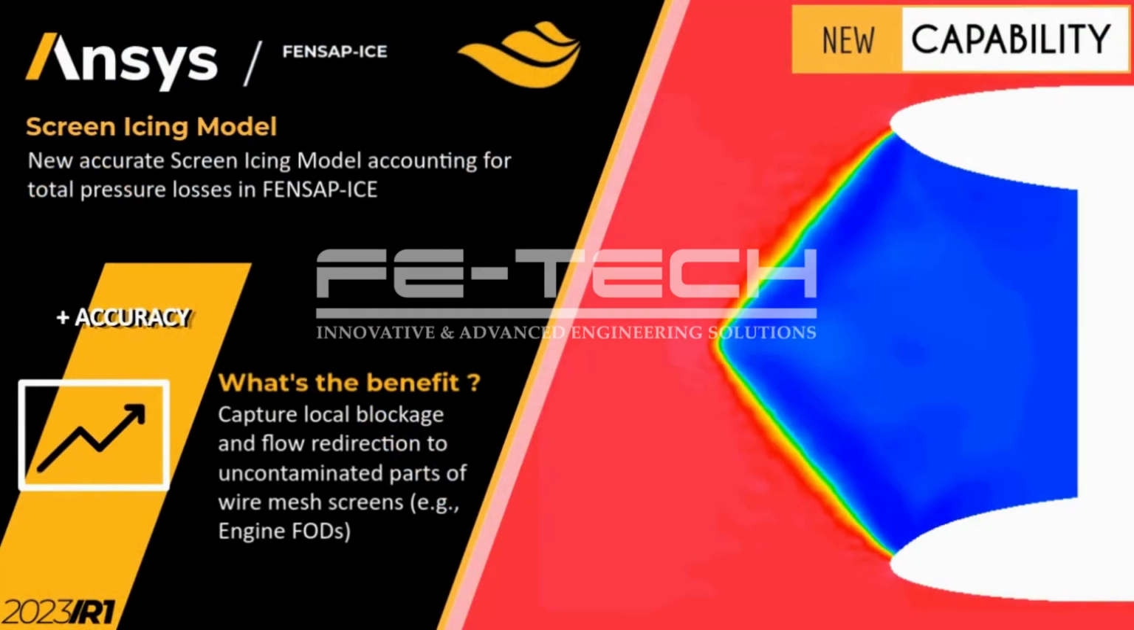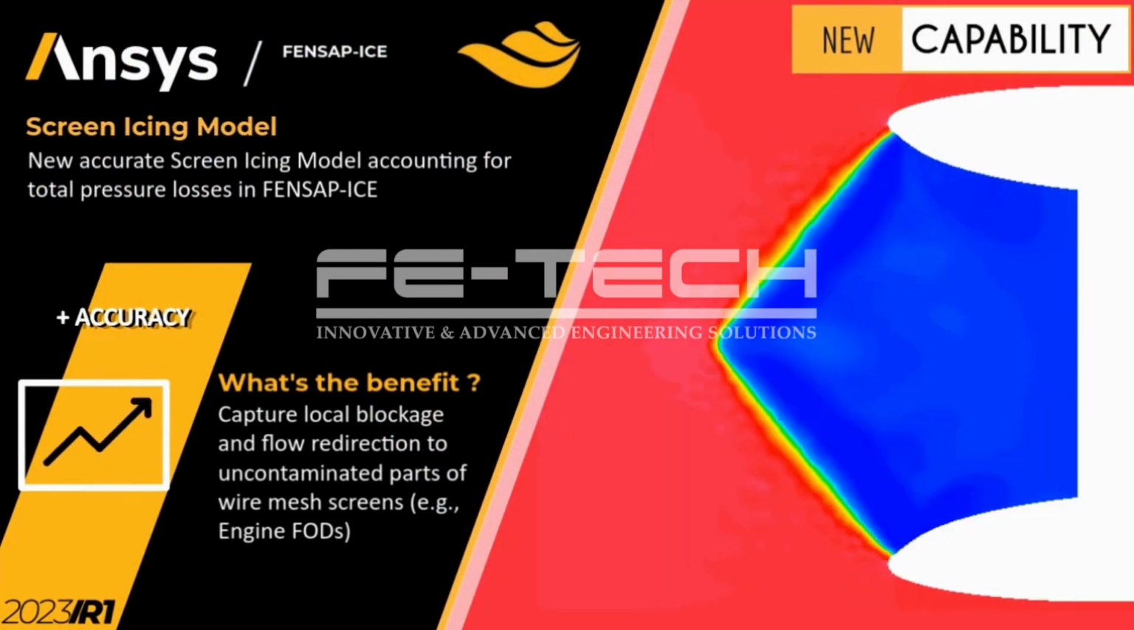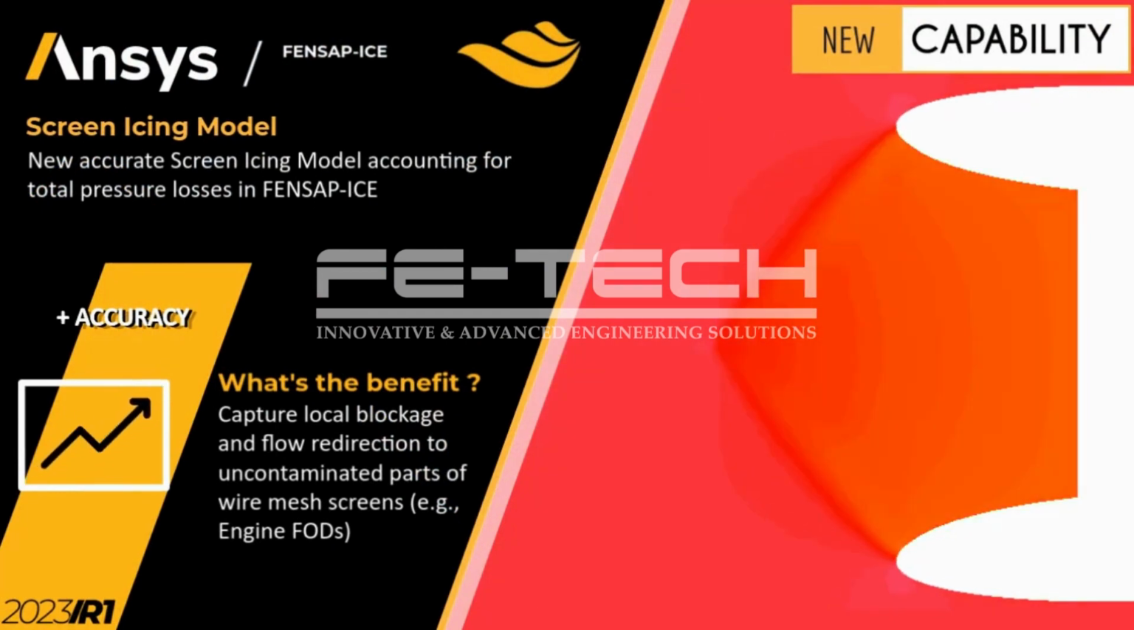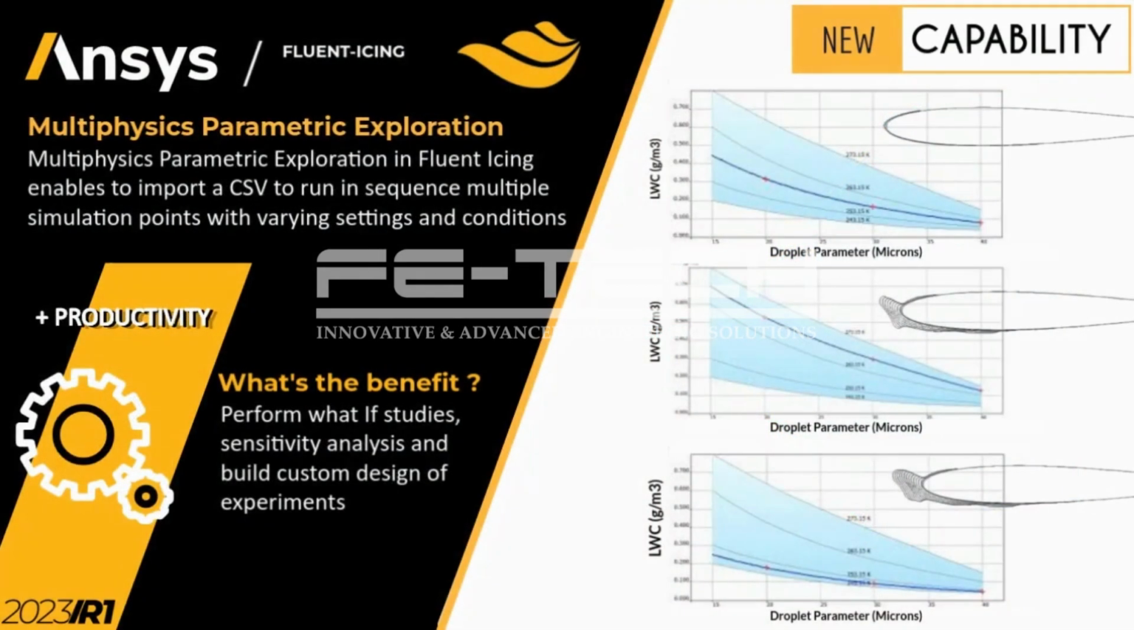You can now accurately capture local blockage and flow redirection to uncontaminated parts of wire mesh screens with the new screen icing model accounting for total pressure losses in fenced-up ice.